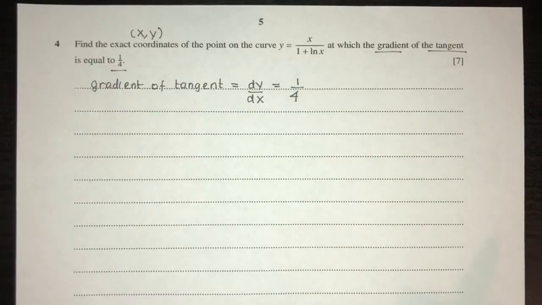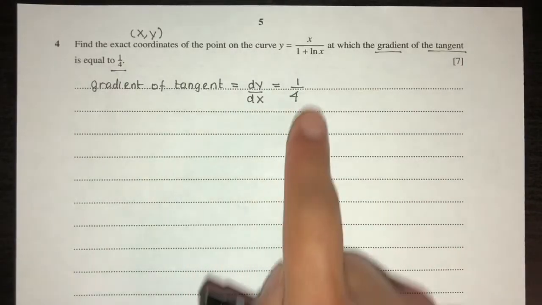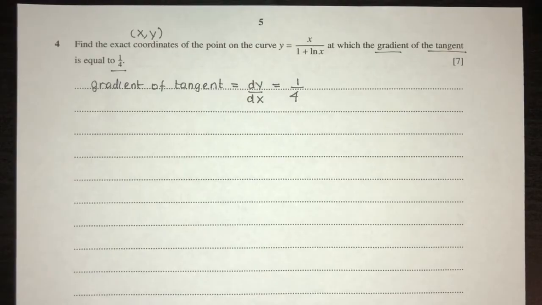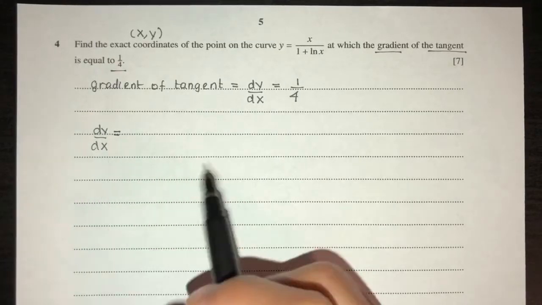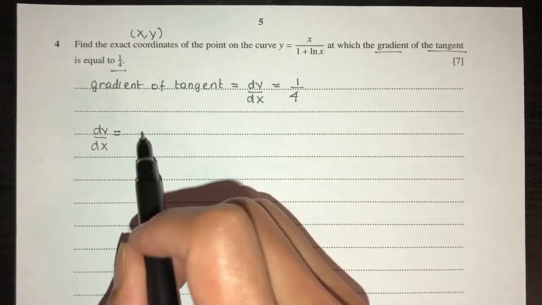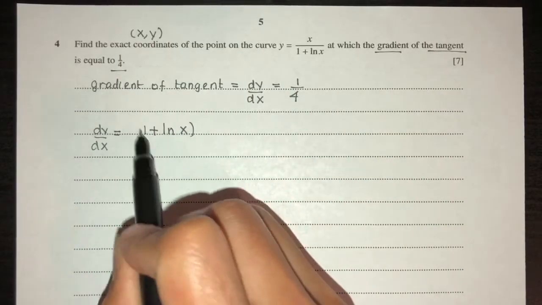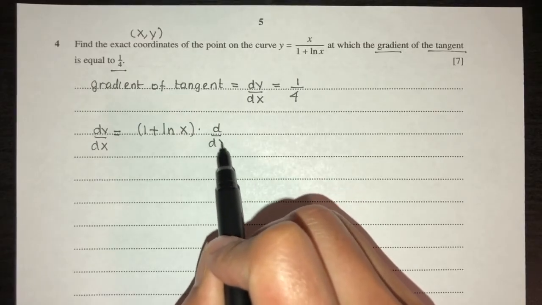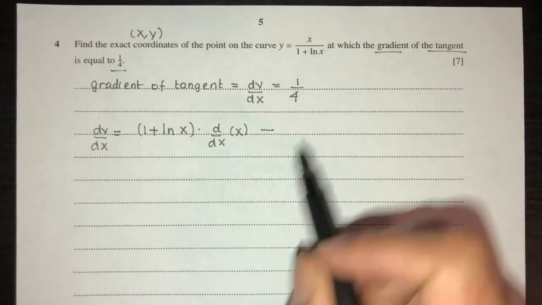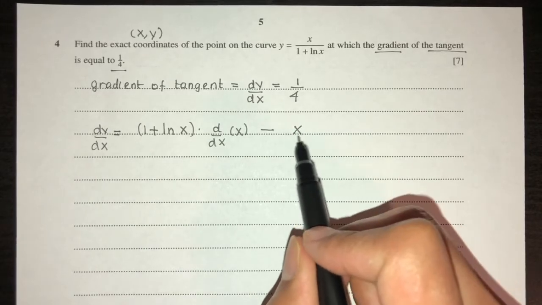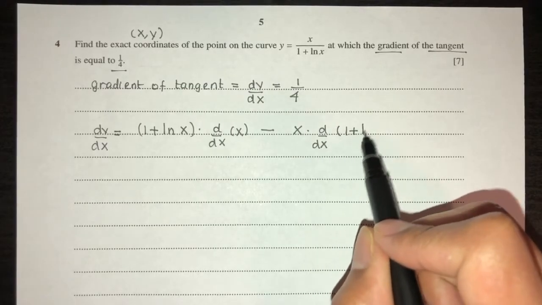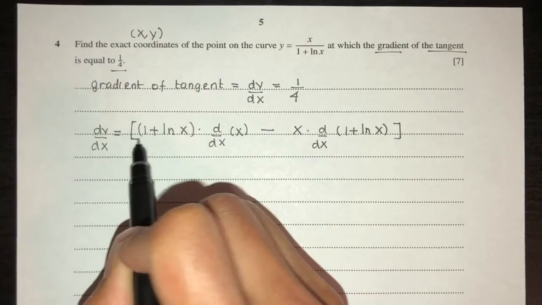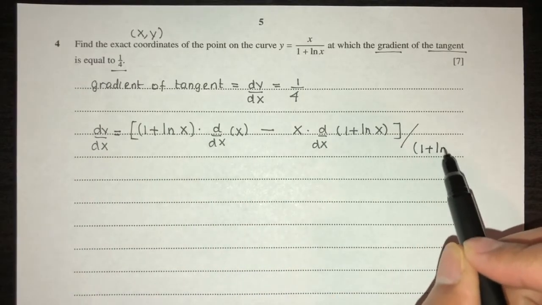So now we have to find dy by dx. We know y, and to find dy by dx, we have to differentiate. This one is a fraction, so when it is a fraction, we have to use the quotient rule, right? So dy by dx is equal to, the first term we write the denominator as it is, 1 plus ln of x, multiplied by the differentiation of the numerator. Then minus, write the numerator as it is, then differentiate the denominator, and now everything will be divided by the square of the denominator.